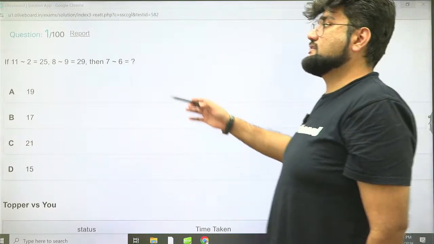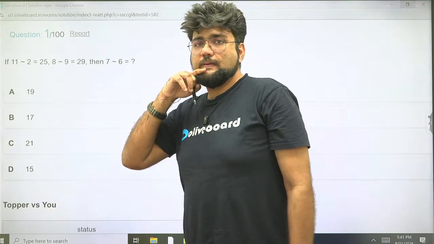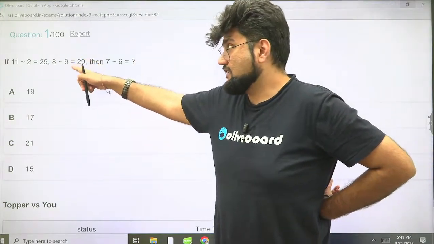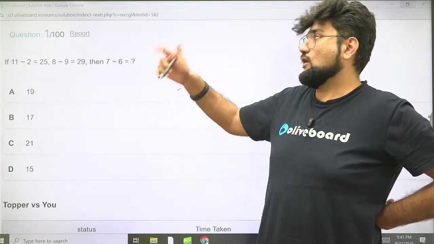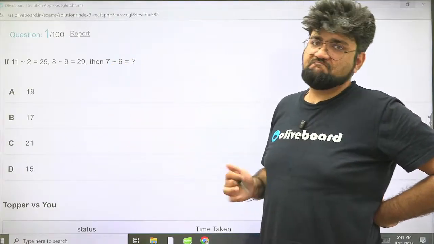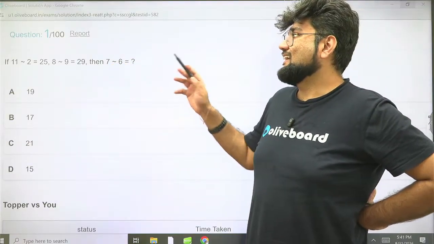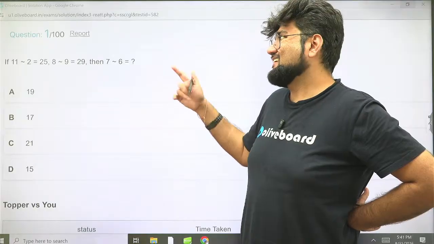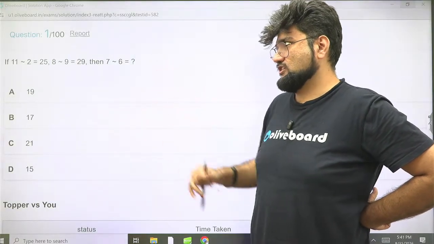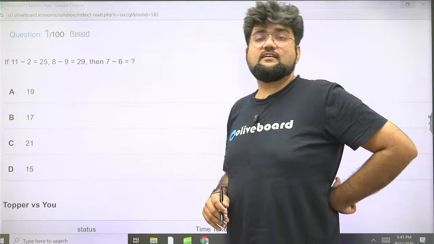But 8 into 9 is 72. So this is not applicable here. Then you'll think, okay, 11 plus 2, 13 plus 12 is 25. 8 plus 9, 17 plus 12 is also 29. Oh, wow, jackpot. 7 plus 6, 13 plus 12 is 25. It's not there. Not working. 11 minus 2 is 9. Again, can't think of anything here. 8 minus 9 is minus 1 again, so the direction changes. So we don't get anything credible.